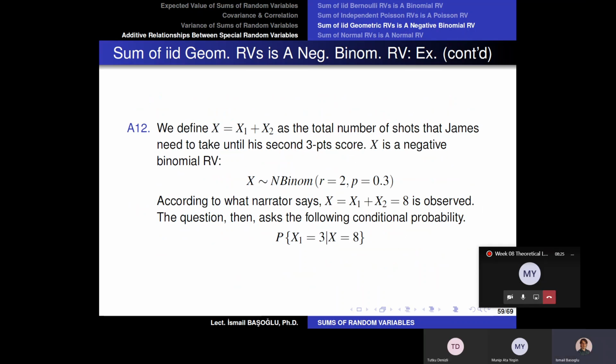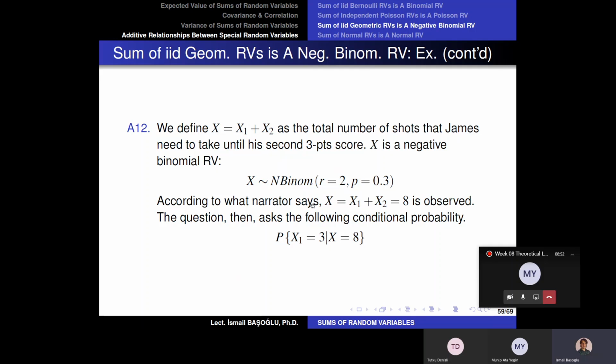Now, we define the summation of X1 and X2, and that is the total number of shots that James needs to take until his second 3-point score from the beginning of the game. And we know that that is a negative binomial random variable with success probability 0.3, and the number of successes that we need to observe is equal to 2. r is equal to 2.